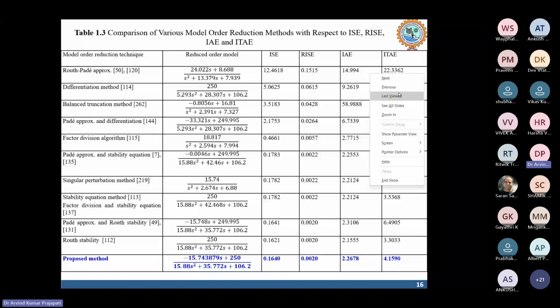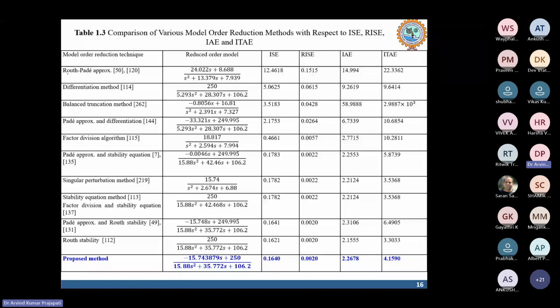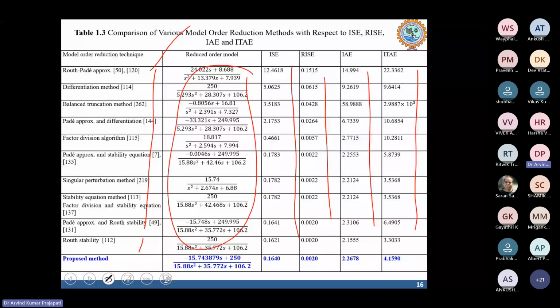In this column I have mentioned the names of the techniques by which I obtained the reduced order model, and then I calculated the integral square, relative and absolute, and integral time absolute error, in descending order. Here you can see the Routh stability method gives this much error. I proposed a technique in which the error is a little bit higher, but the proposed method overcomes the problem of the Routh stability method. I will discuss the problems in the Routh stability method in the next slide.